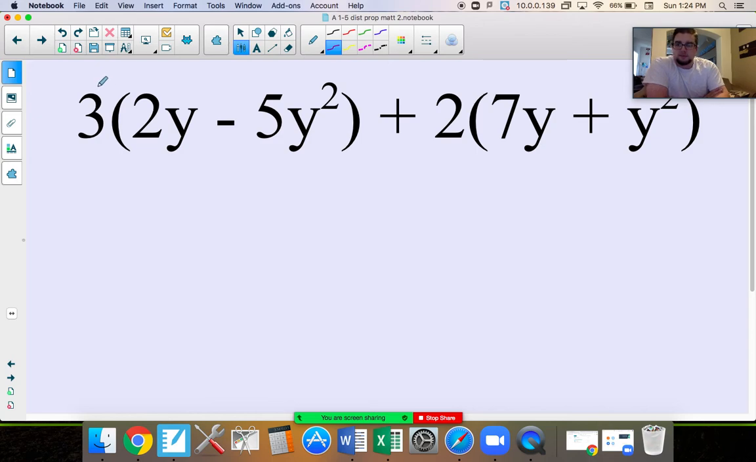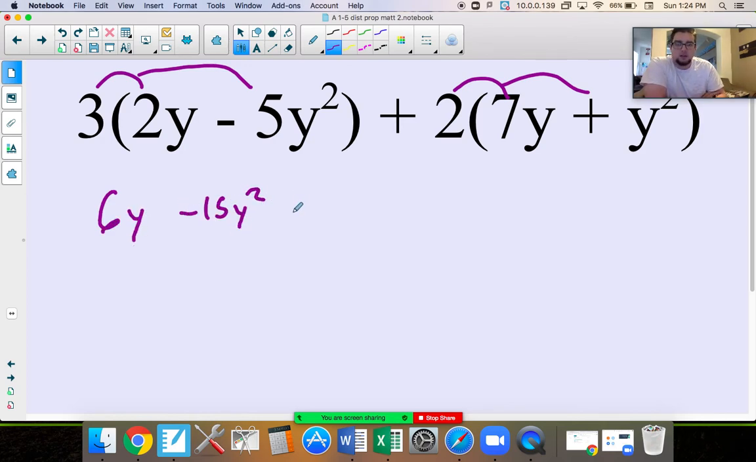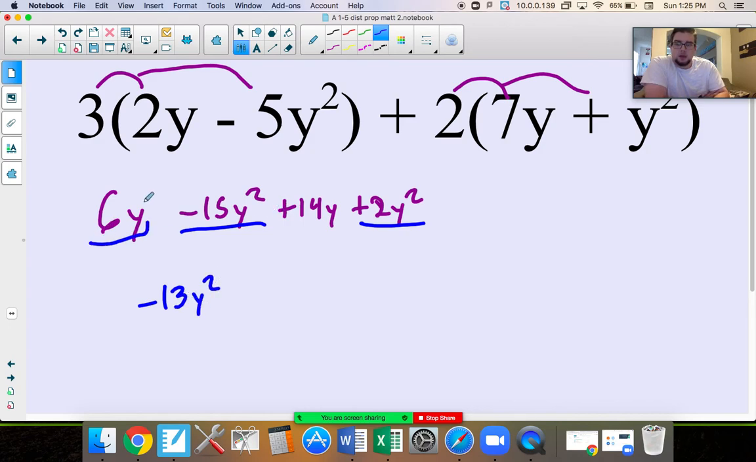So first thing you're going to do, distribute. Get rid of those parentheses. That gives us 6y minus 15y squared. I know it's out of order right now. We're going to correct it later. 2 times 7 gives us positive 14y, and then 2 times the y squared gives us 2y squared. I can put together the y squared, so I have negative 15 of them here and a positive 2, so that's negative 13y squared. Positive 6, positive 14, for a positive 20y.